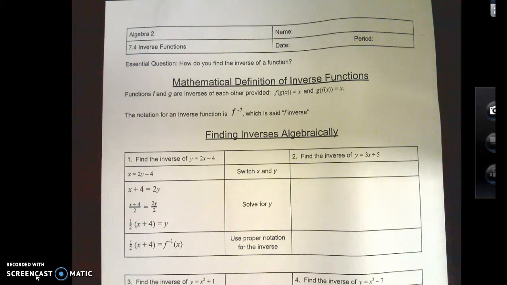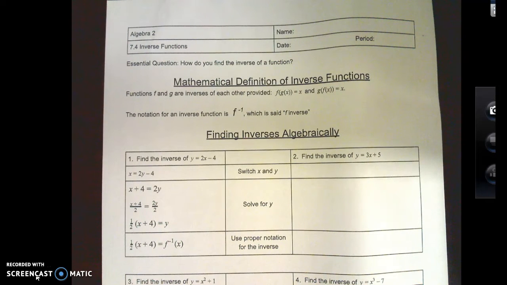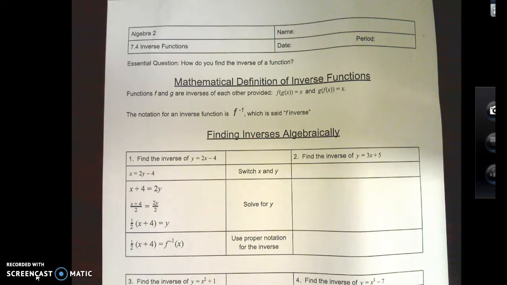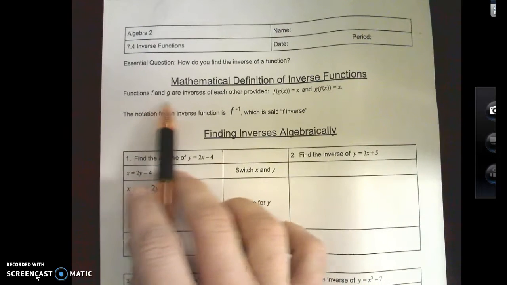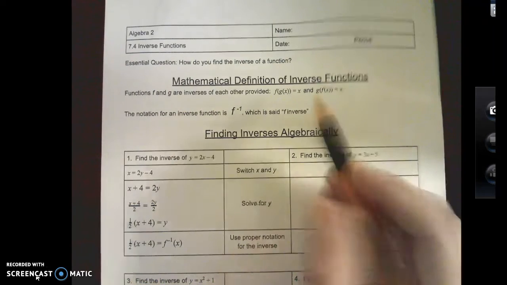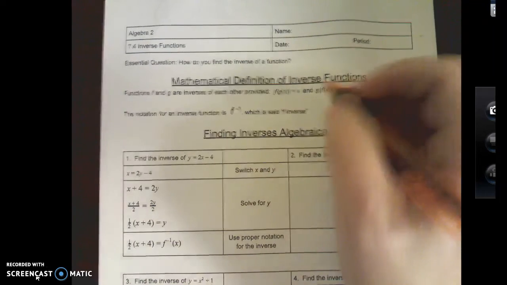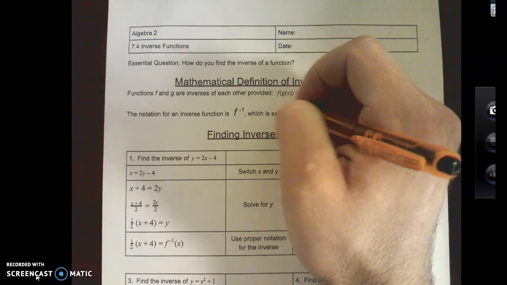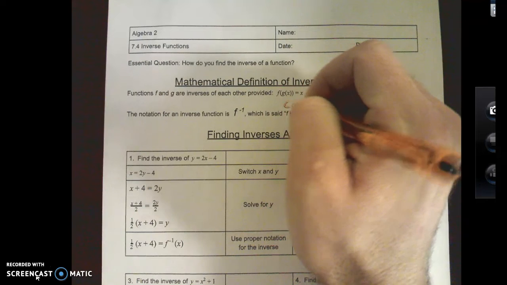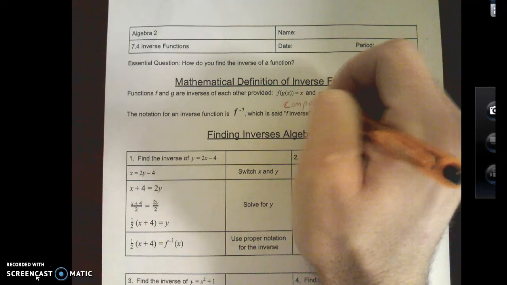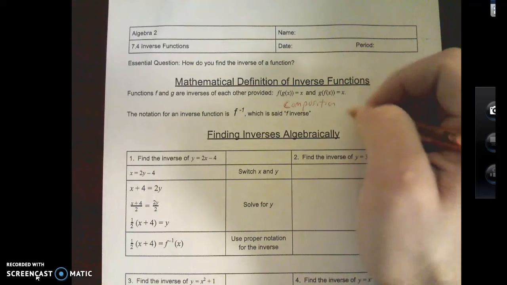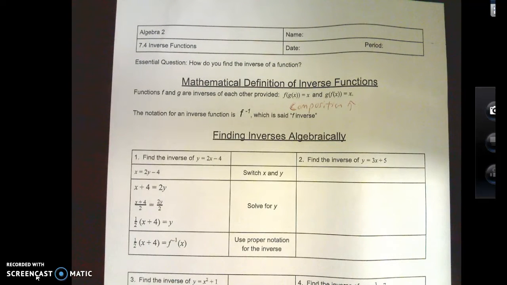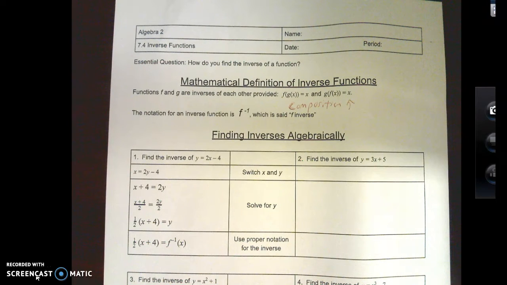Today we're going to be talking about inverse functions and how to define them. So, what we're going to take a look at is something called an inverse function. Basically, functions f and g are inverses of each other provided that, well, first off, slow down a little bit. When you see written f of g of x and g of f of x, we call this the composition. This is what we did yesterday. You're taking the composition of both functions, and they must equal out to be x.